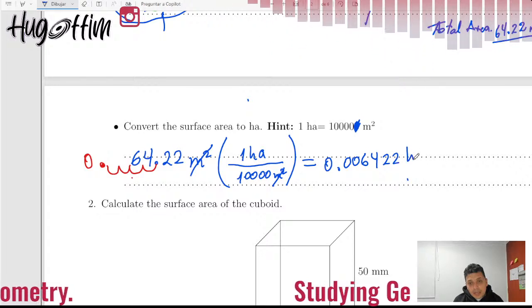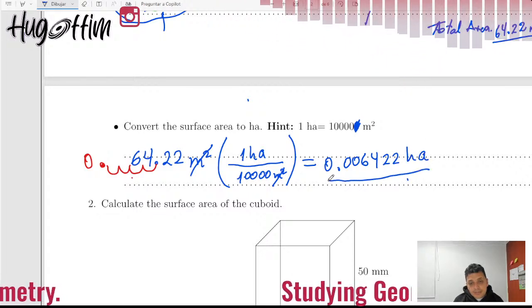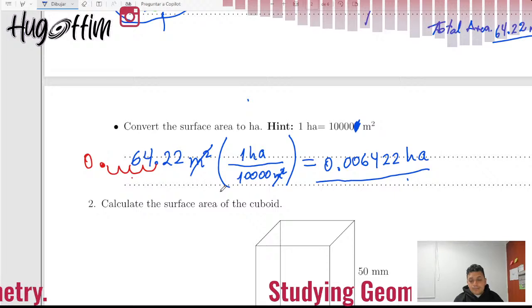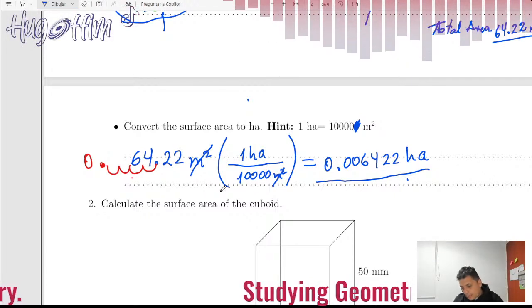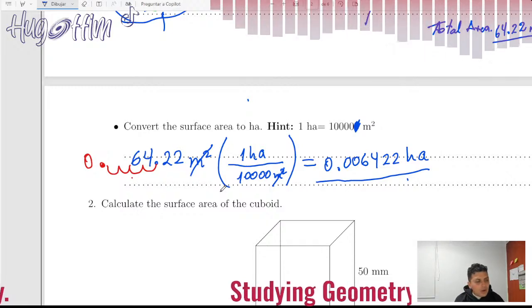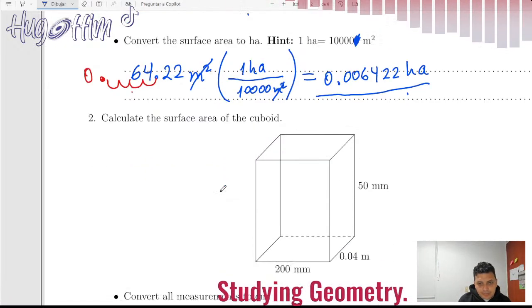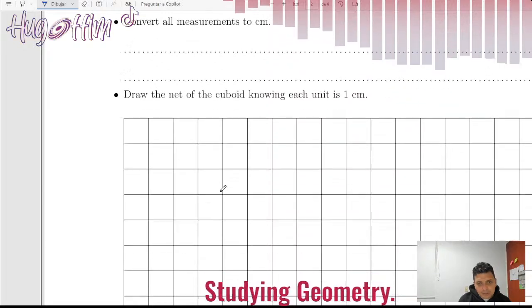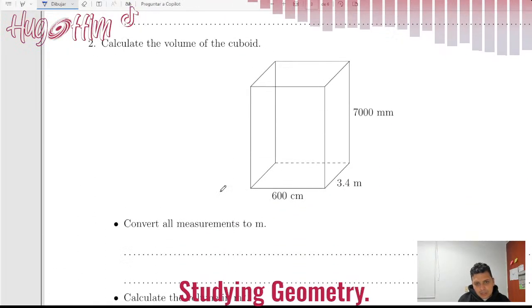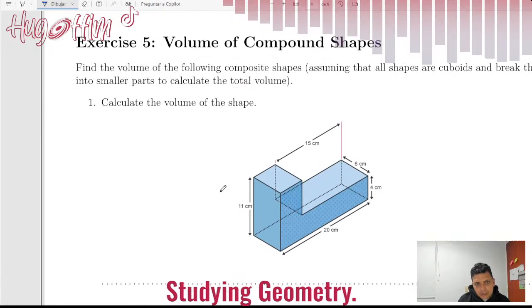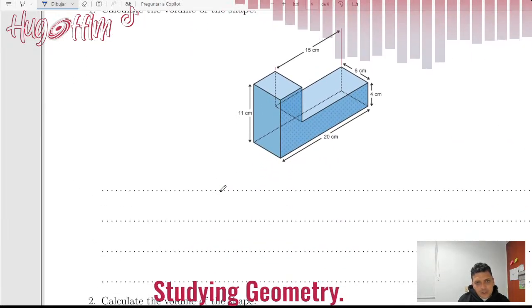0.006422 hectares. Okay, I'm going to end this session with something about volume. I'm going to do an exercise of volume of cuboids, but it's a volume of a compound shape.